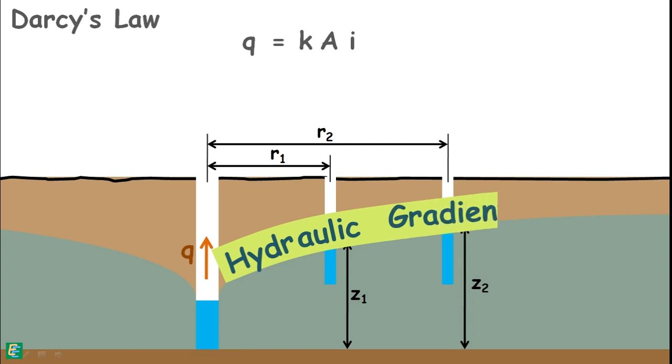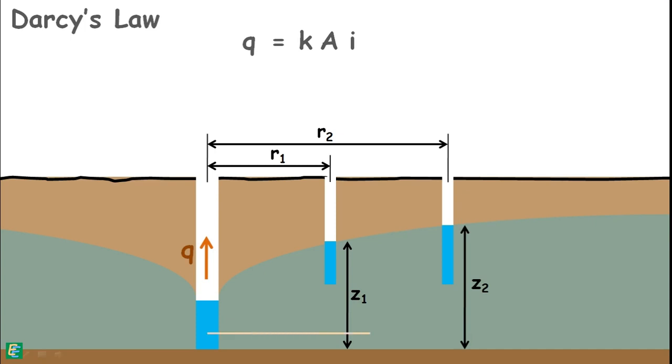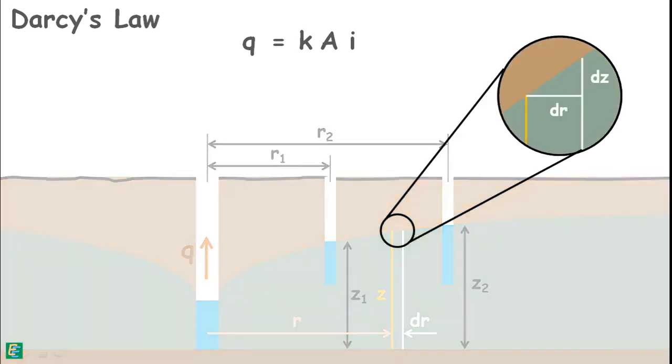We can see the hydraulic gradient has a curved profile. It is not constant. So, let's assume that at some distance r from the center of the well, the water level is z. And at a little distance dr away, the height of the water level increases by dz. For such a short distance, we can consider the hydraulic gradient as a constant, and that will be equal to the change in the head divided by the distance over which the change occurs.